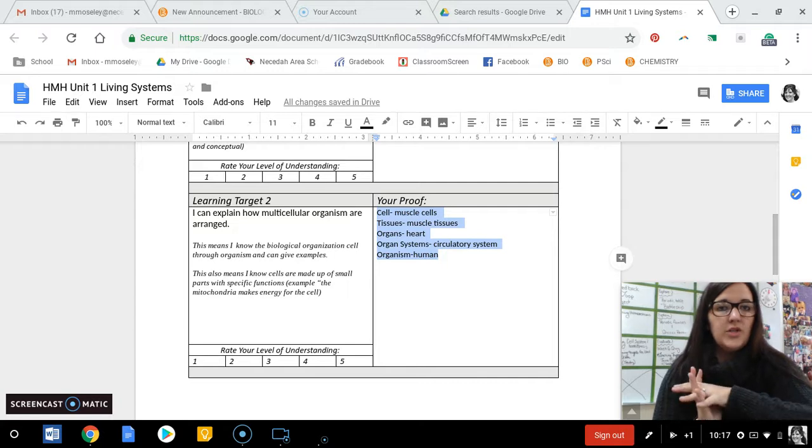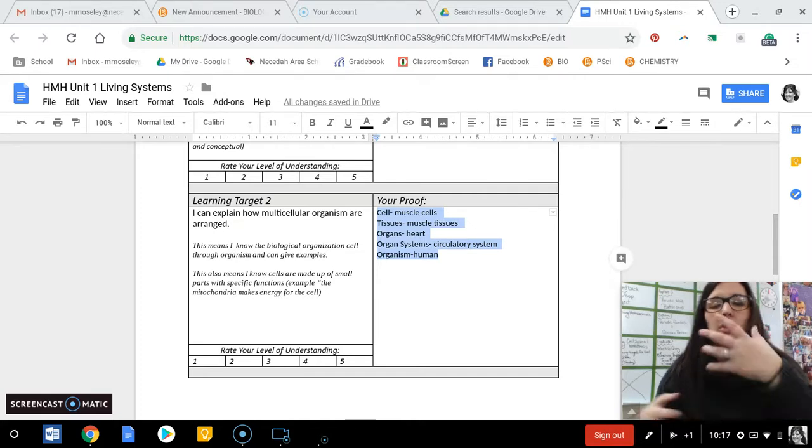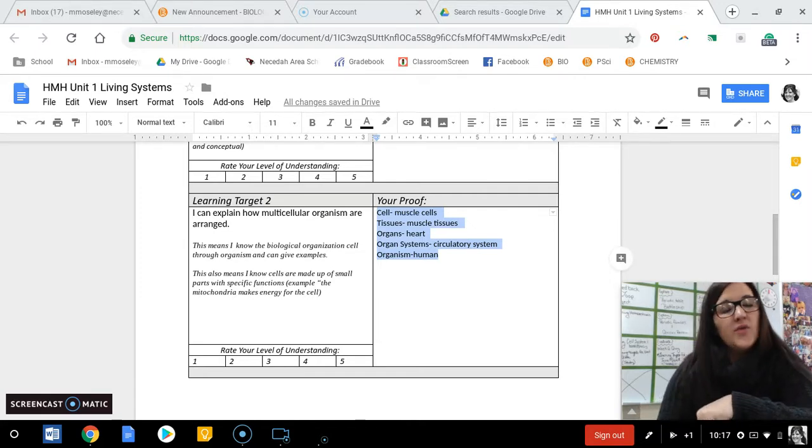So you guys have lots to do today, a quiz, and then your learning target sheet. And on Monday, we will go through learning target sheets, put more information on them, and review as a class for your test on Tuesday.